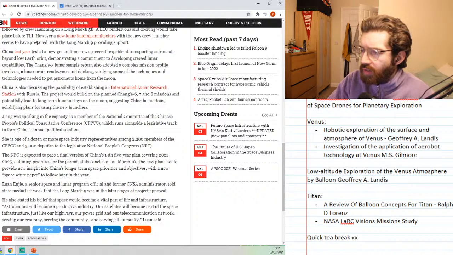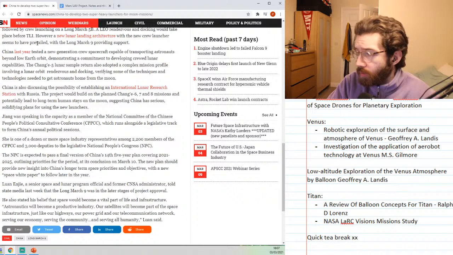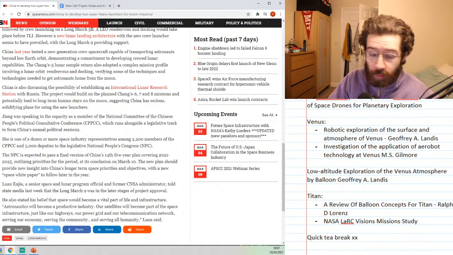China last year tested a new generation crew spacecraft capable of transporting astronauts beyond low Earth orbit, demonstrating a commitment to developing crewed lunar capabilities. Chang'e 5 lunar sample return also adopted a complex mission profile involving a lunar orbit rendezvous and docking, verifying some of the techniques and technologies needed to get astronauts home from the moon.